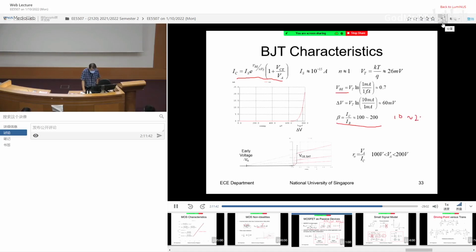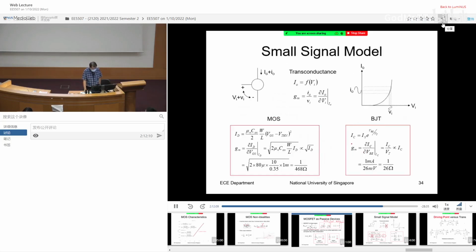So usually the BJT is not good, but BJT is good when you try to build a band gap. Later we're going to cover band gap. No choice, this is the only device we can get, so we'll use it to achieve band gap. Not good, but still doable. We also have finite resistance, but it's much better than MOSFET. The early voltage is close to 100 to 200 volt.